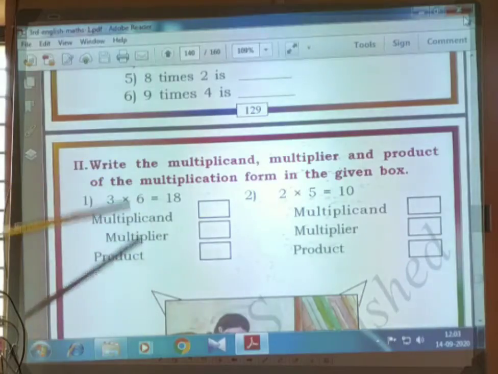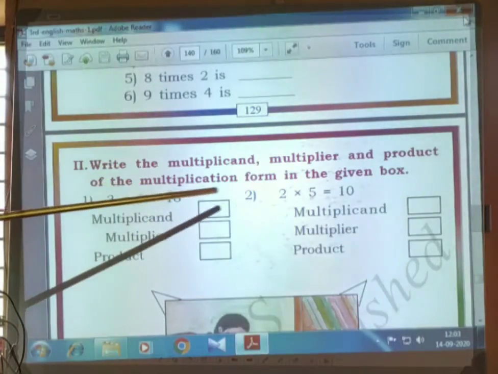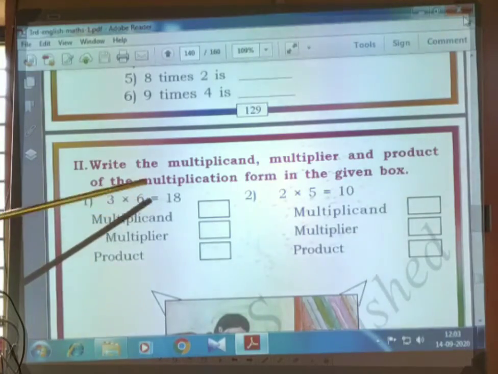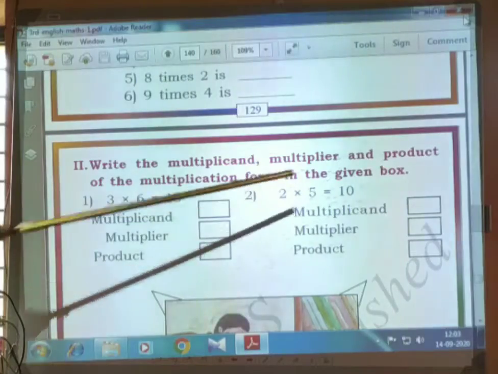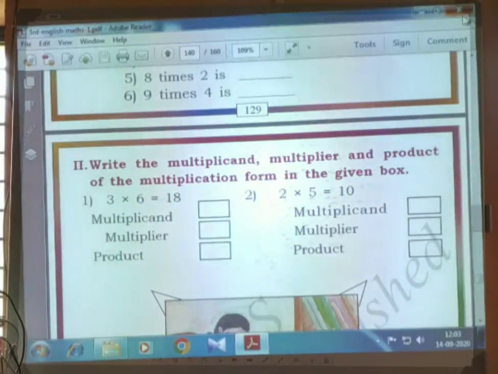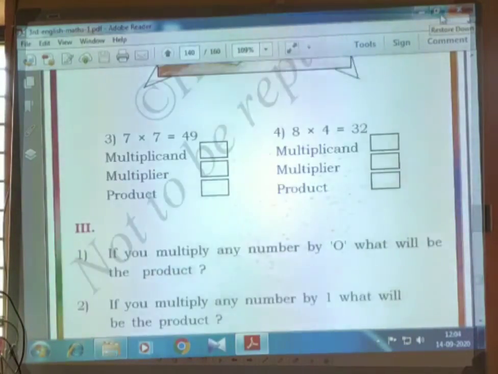Write the multiplicand, multiplier and product of the multiplication form in the given box. Okay. You have to write which is multiplier, which is product, which is multiplicand. Okay. This is multiplicand, 6 is multiplier, 18 product. Here also 2 is multiplicand, 5 multiplier, 10 product. Remaining 2 examples you have to do.